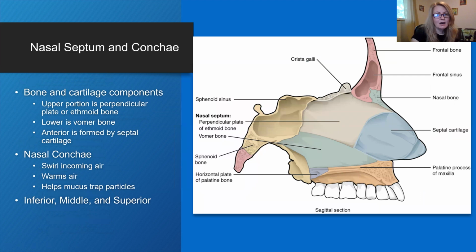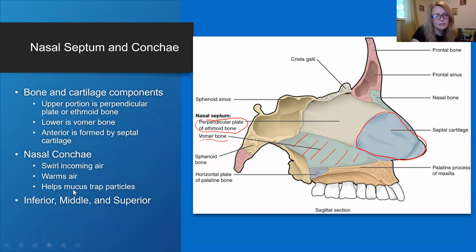Nasal septum. Nasal septum is made of bones and cartilage. So this is the septal cartilage. And this bone, we already know this is the ethmoid bone, and it's called the perpendicular plate. So it's right here, perpendicular plate of the ethmoid bone. And then you have the vomer. So this is the vomer. So the upper portion is the perpendicular plate of the ethmoid bone, the lower is the vomer bone, and the anterior is formed by septal cartilage. So the anterior is a cartilage.